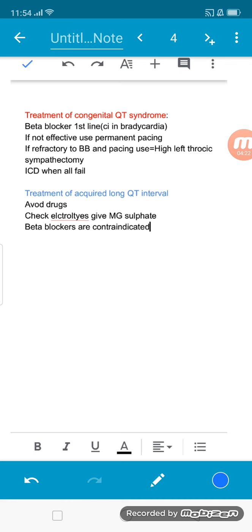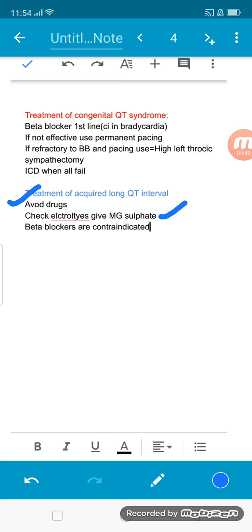Okay, how would we treat it? Well, if it is acquired, then you have to avoid the drugs, and you have to check the electrolytes for low potassium, low calcium, and low magnesium. If that is so, then you have to give IV magnesium sulfate. Remember, you should not give beta blockers, since beta blockers are contraindicated in acquired long QT syndrome.